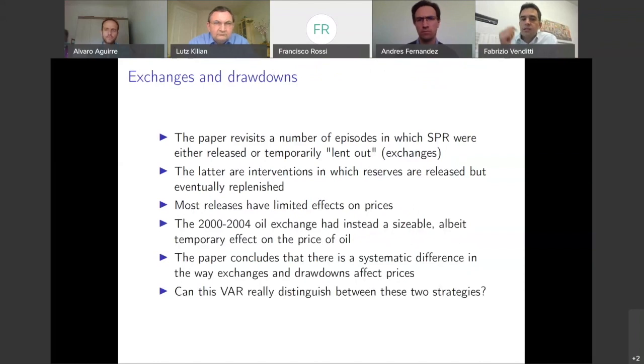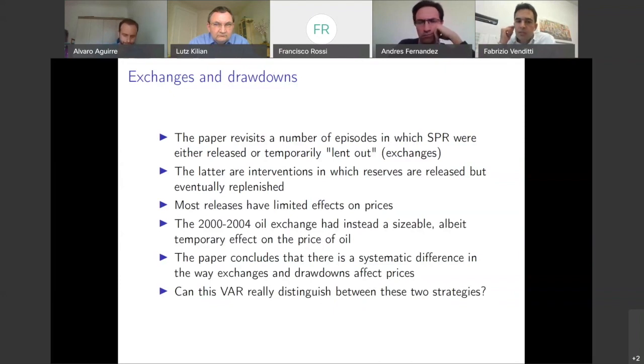So the paper revisits a number of episodes in which SPR was either released or temporarily lent out. These are called exchanges. Exchanges are interventions in which reserves are first released, but with the idea that they're going to be replenished. So they're lent out and need to be repaid with some interest in kind.